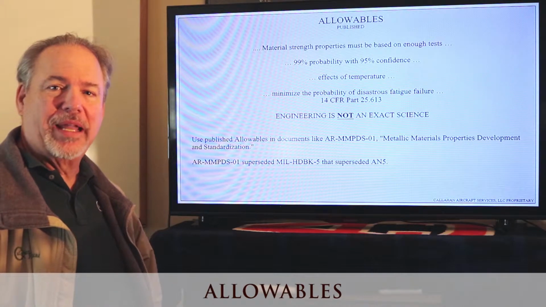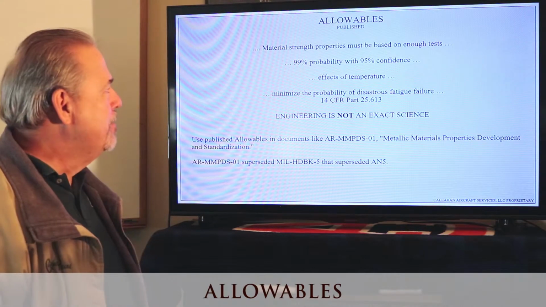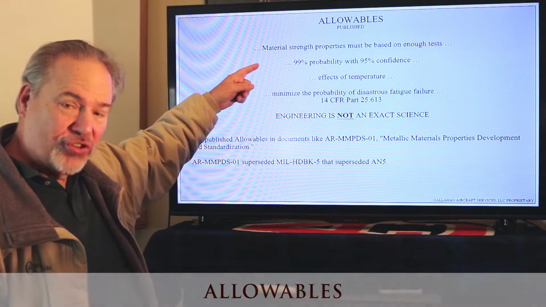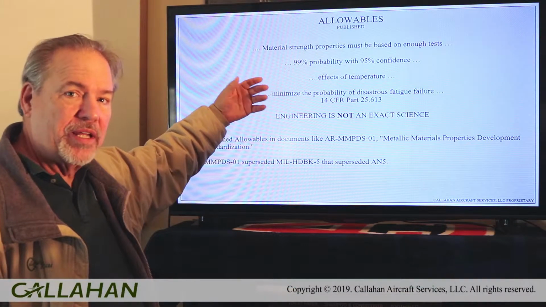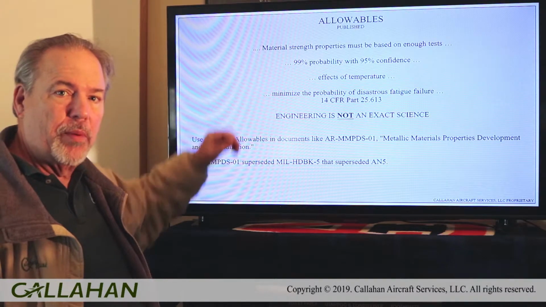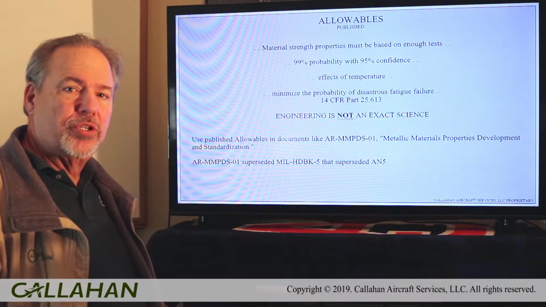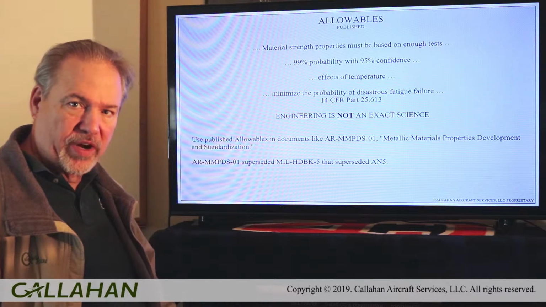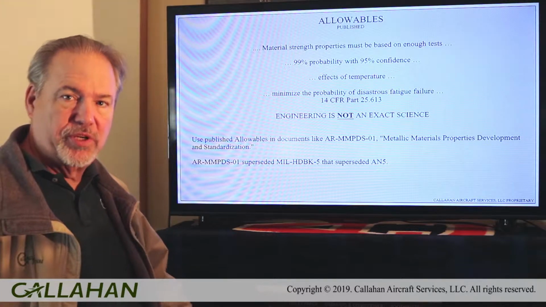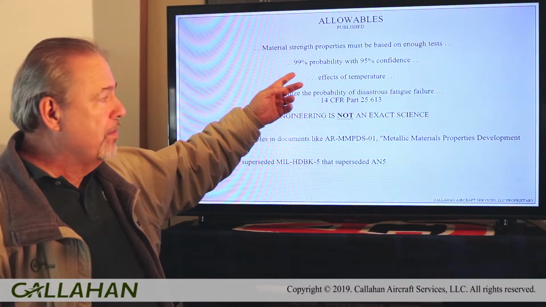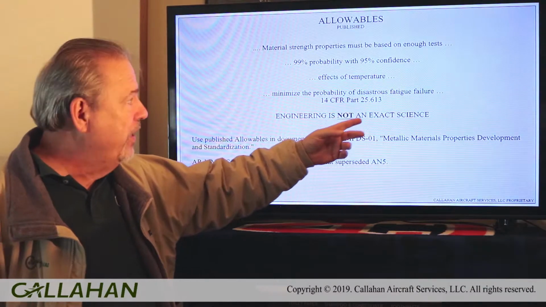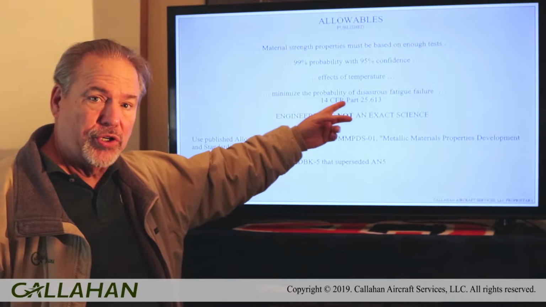Today we're going to talk about allowables. We have the strength of the part. Okay? It's not a property, it's the allowable. After all the testing, we come up with these great numbers so we can analyze the strength using the strength of the material. We have things like the 99% probability with 95% confidence. The effects of temperature on the material.